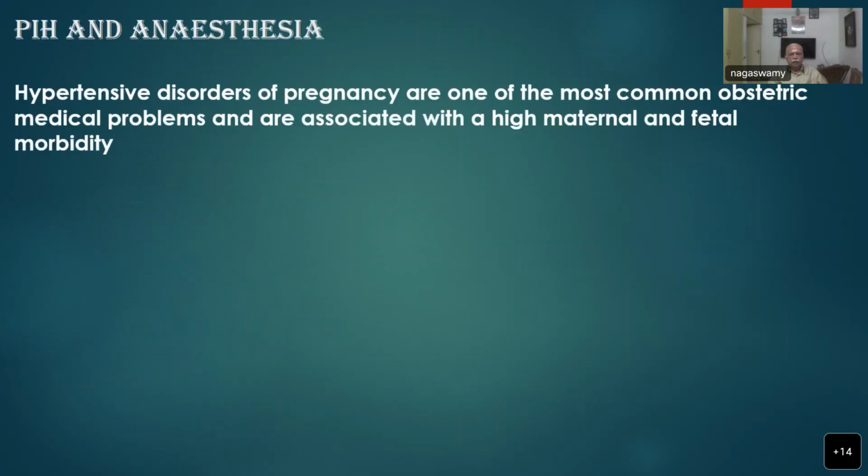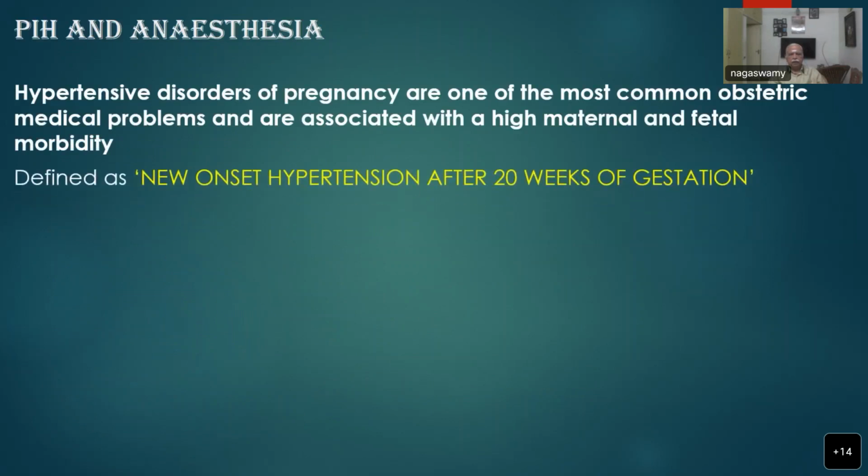So hypertensive disorders of pregnancy are one of the most common medical problems which we mentioned, and it has the highest maternal and fetal mortality and morbidity. And it is defined as a new onset hypertension after 20 weeks of gestation. So this is what I just now explained, why we have to wait for 20 weeks, because that is the time the implantation of our placental adherence to the uterine myometrium is complete.